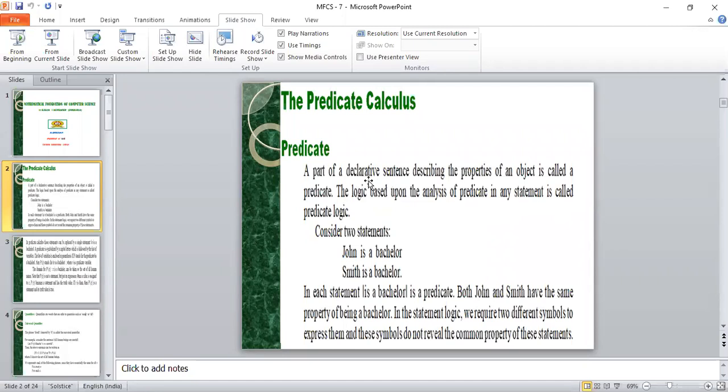So, in a declarative sentence, the describing property of a given object is called a predicate. So, the logic based upon the predicates is called predicate logic.